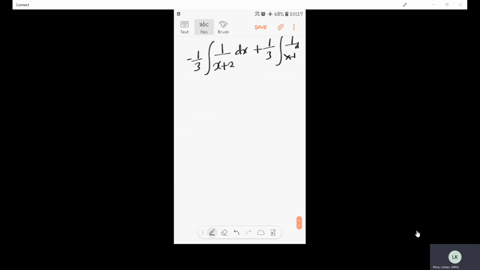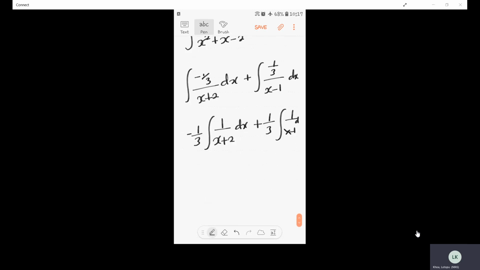And then what you do is you integrate this one as it is. So we know how to do that. This is just minus 1 over 3 ln of x plus 2. And then I have 1 over 3 ln of x minus 1. Okay, let's write this better. Plus 1 over 3 ln of x minus 1. And then you add your constant over there.